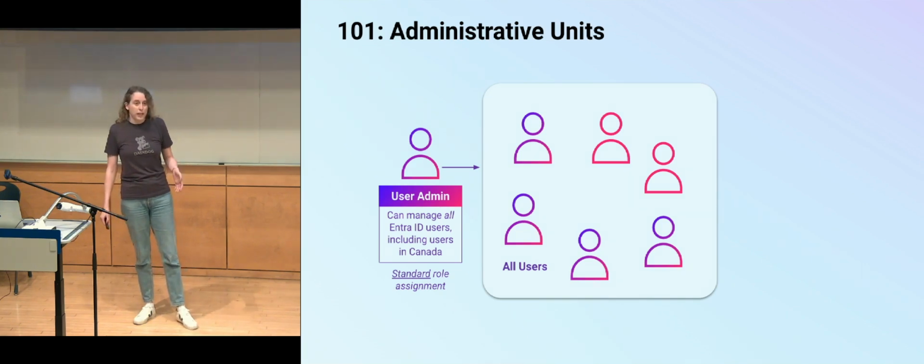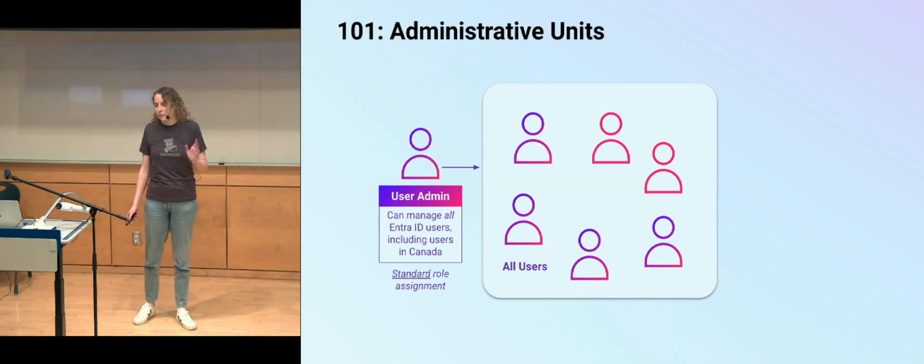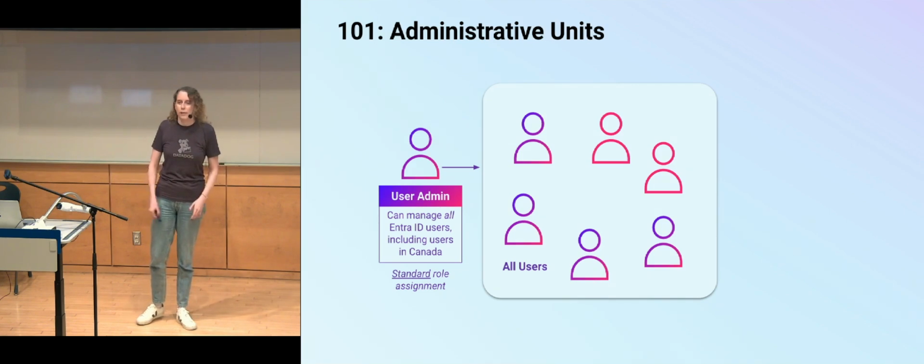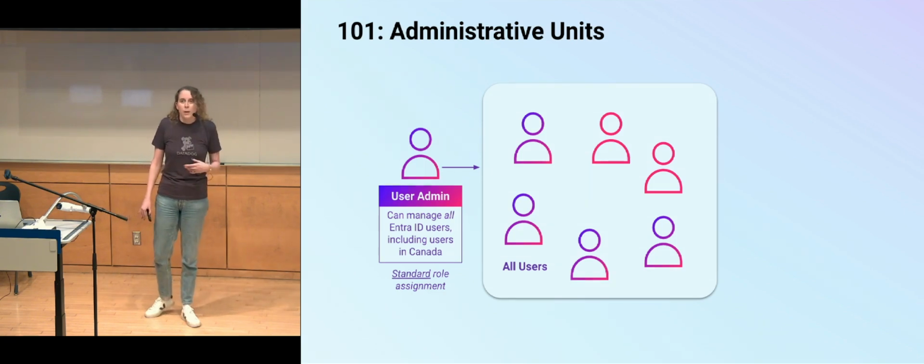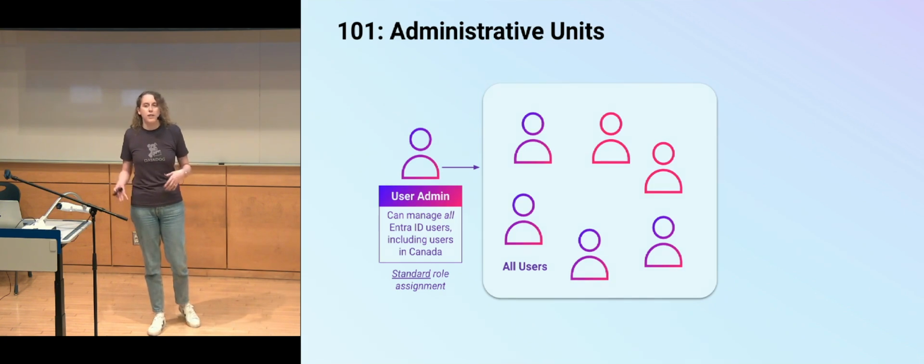Looking at this visually, the classical role assignment that we see right now would be user administrator over the entire tenant. But we can see we've got a couple users in pink, and they happen to be in Canada. We've had our team grow a lot in Canada. We need our own IT guy, and he needs to manage our accounts.